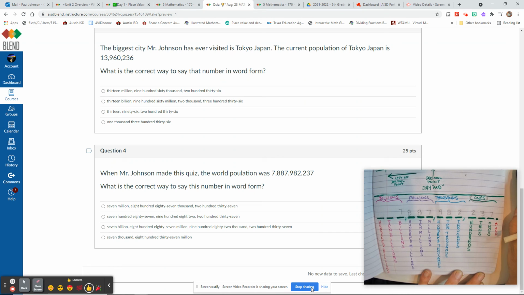So hopefully your notes are helpful with this, and hopefully now you can start reading numbers about like gigantic cities and the world's population, stuff like that. And if not, don't worry about it. We'll use our notes and we'll figure it out.